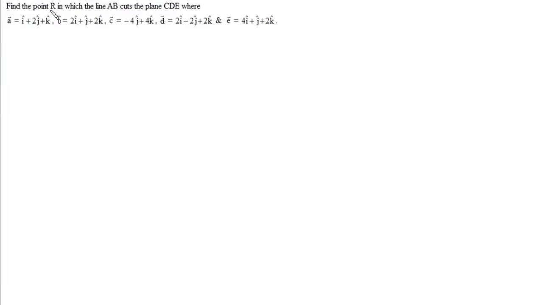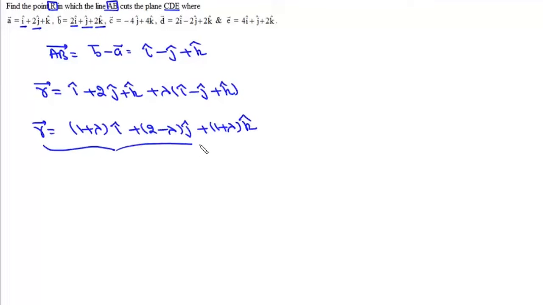Next the question is to find the point R on the line AB which cuts the plane CDE, where we are given points A, B, C, D and E. Now we'll find vector AB. Vector AB is B minus A, and B minus A will be 2i minus i, which is i, then minus 2j, so it will be minus j, and 2k minus k will be plus k. So we can write the equation of the line AB as r equals A, which is i plus 2j plus k, plus lambda AB, so it will be i minus j plus k.